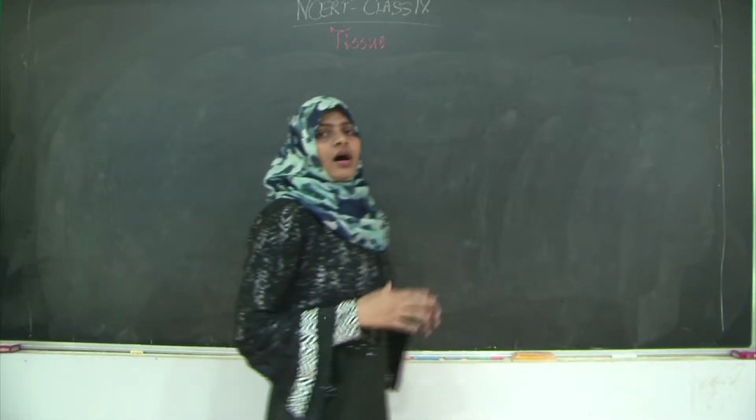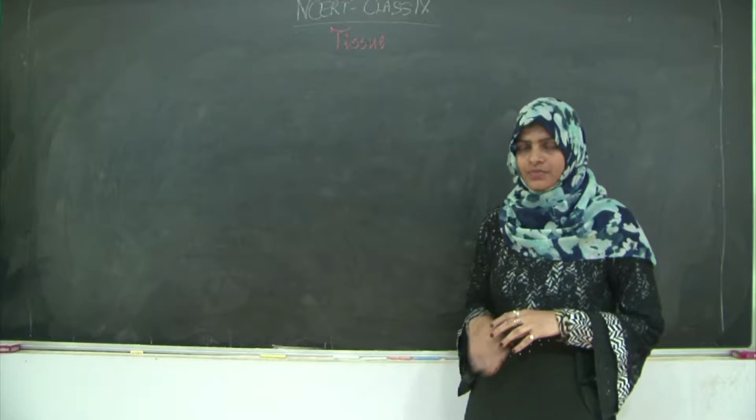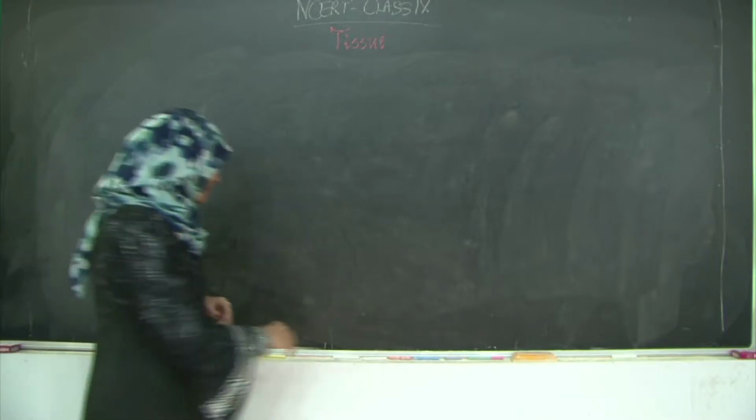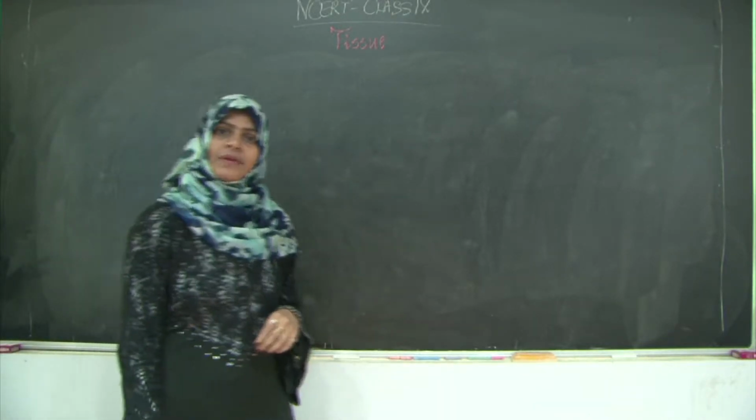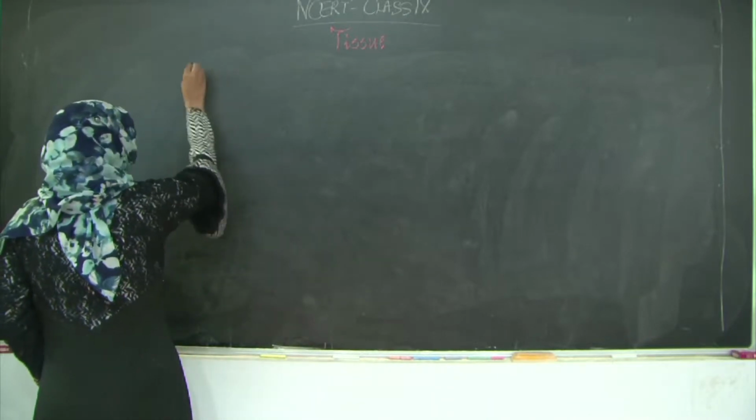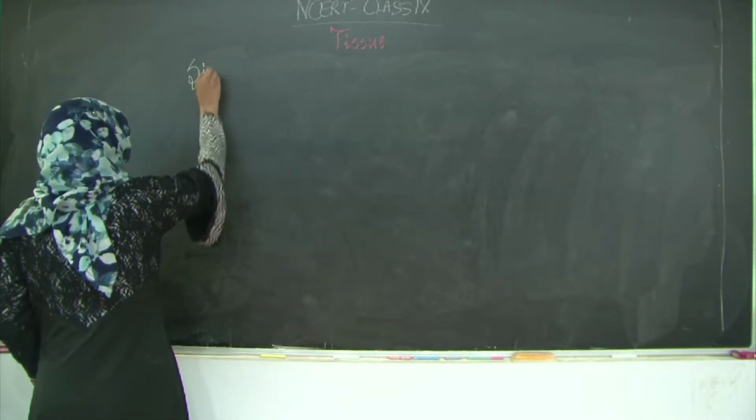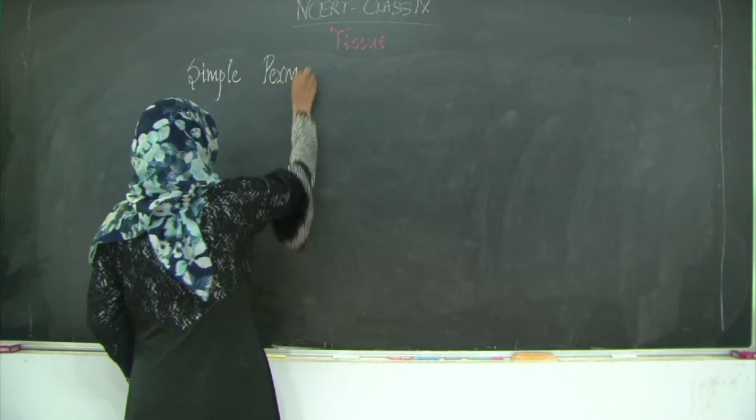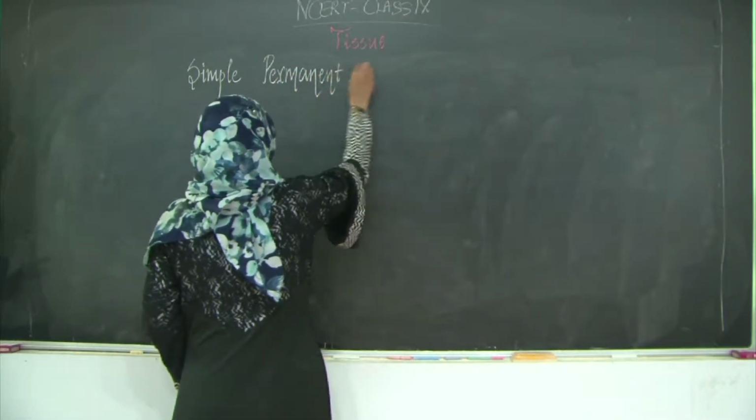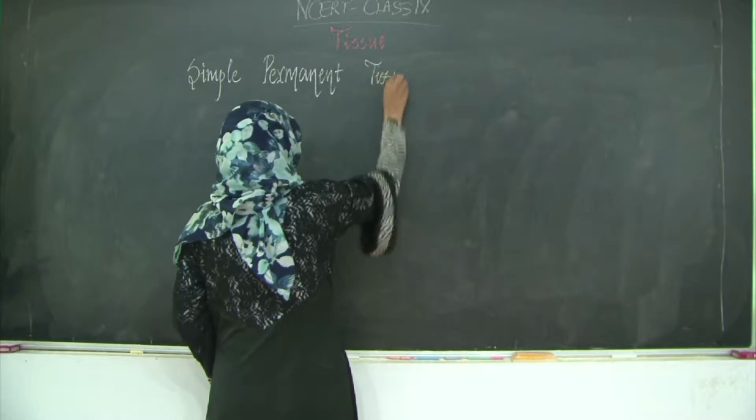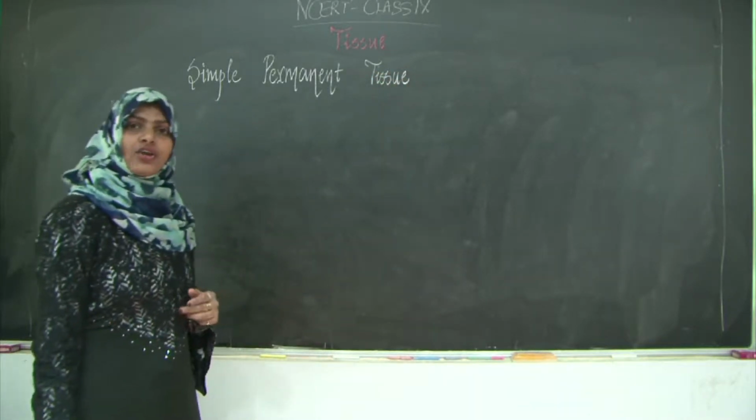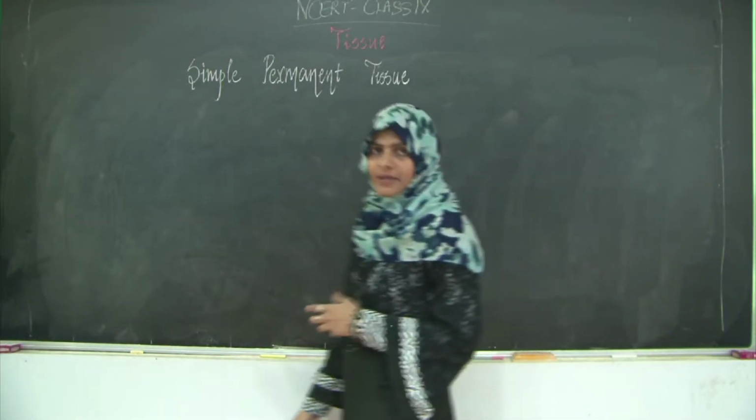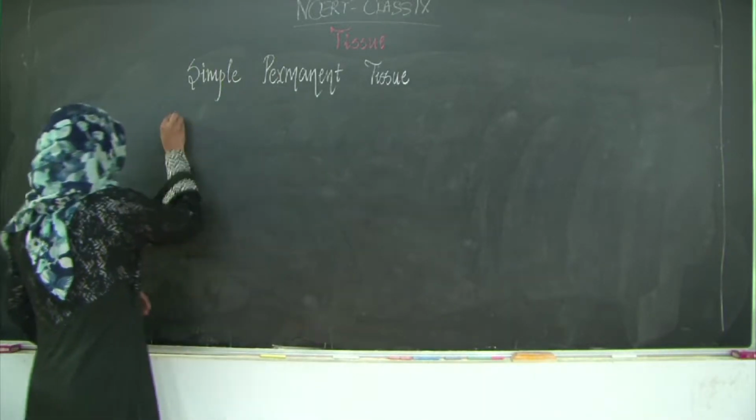Today we will be studying all the different types of permanent tissue. The permanent tissue are of two types: simple permanent tissue and complex permanent tissue. Let us first take the simple permanent tissue. Now, the simple permanent tissue is again of three major types, but we will take all three separately. Starting with the first simple permanent tissue, that is parenchyma.